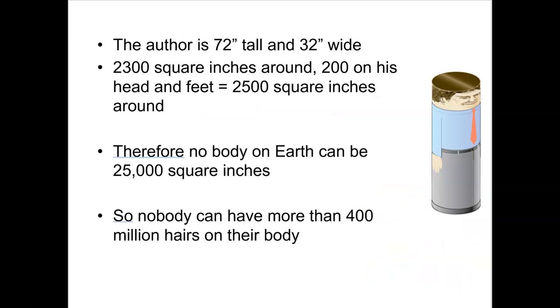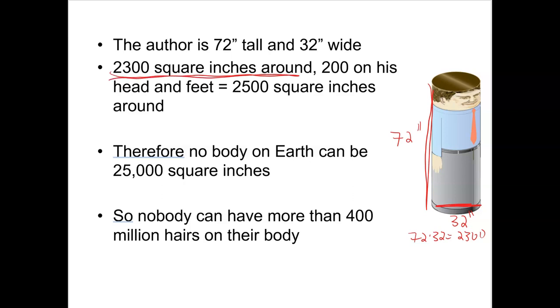So the author is 72 inches tall and 32 inches wide. And we're just going to say he looks like a cylinder to make our life easier here. So this cylinder is 72 inches tall and 32 inches wide. We'll even think about it more as a rectangle. If he's 72 by 32 inches, 72 times 32 gives the area, which is about 2,300 square inches, which is where they come up with that number.